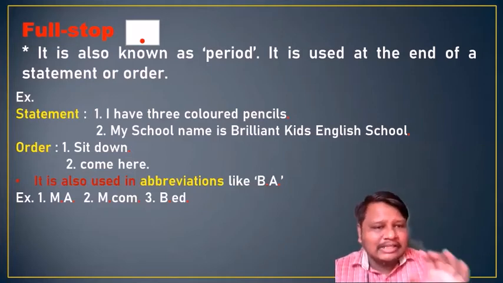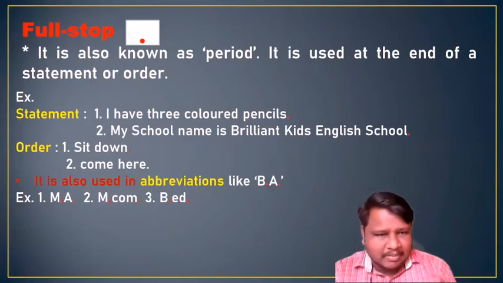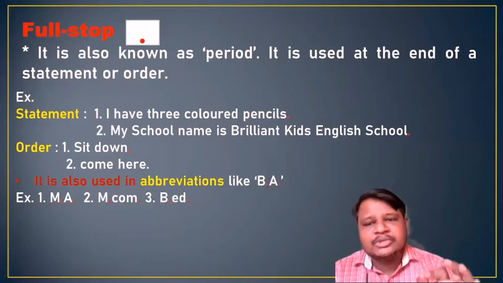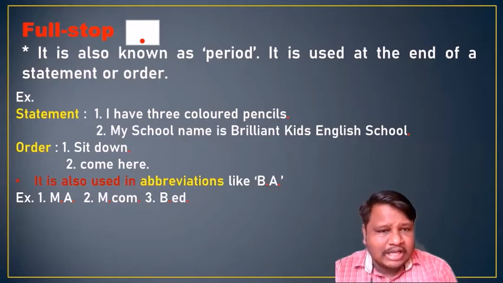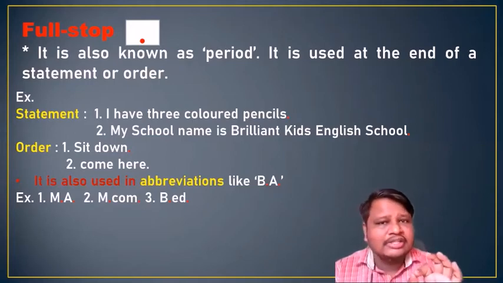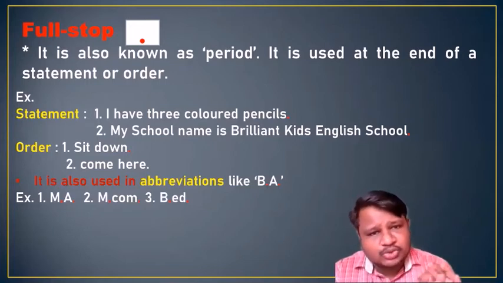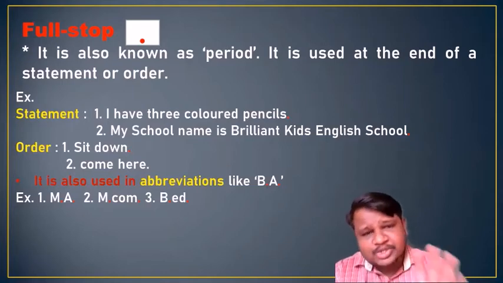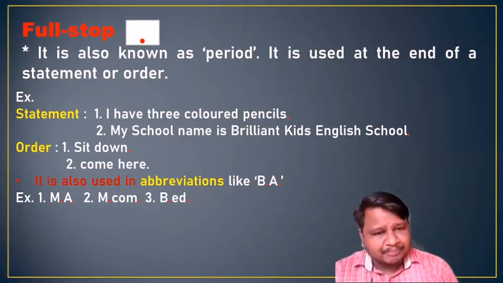After that there are two sentences: sit down and come here. These are orders or commands. When we give commands or orders to anyone, at the end of that sentence we have to use the full stop. At the end of sit down we also use a dot. That dot is the full stop. And in come here, at the last we also use the full stop, because here the sentence ends. The sentence becomes meaningful also. Is it clear?